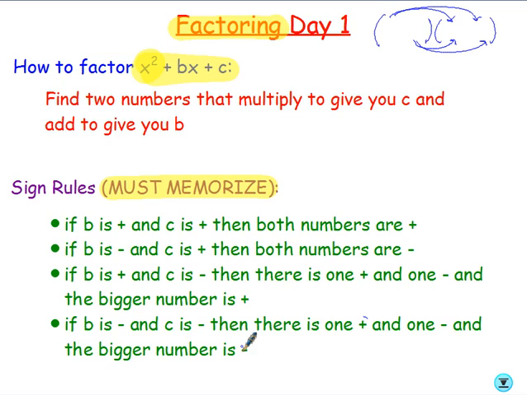So that's going to take some time to memorize. Again, let me give you some ideas. When your multiplying number is positive, the signs are the same. Two positives or two negatives. And that decision is made by b. When your multiplying number is negative, there's one positive and one negative always, and the bigger one is decided again by b.